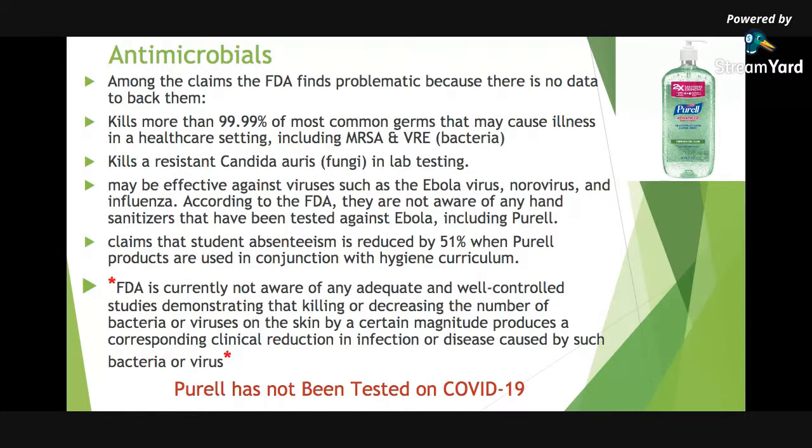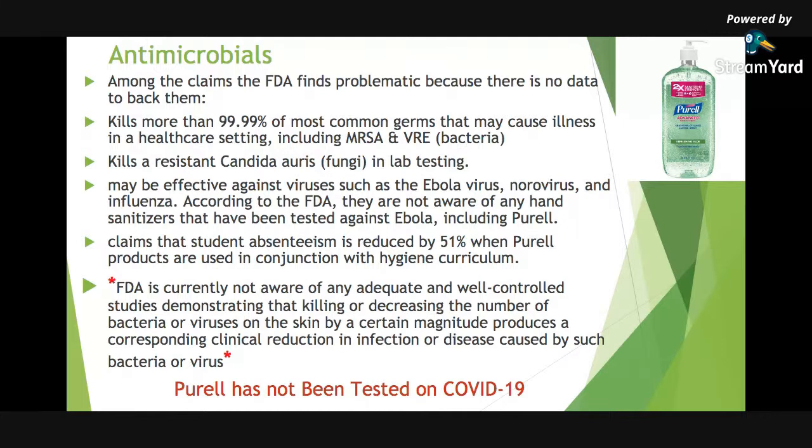They also claim that student absenteeism is reduced by 51% when Purell products are used in conjunction with hygiene curriculums. Where do they get that 51%? And it depends on what's going through the school, whether it will be effective or not. Then the FDA said it is currently not aware of any adequate and well-controlled studies demonstrating that killing or decreasing the number of bacteria or viruses on the skin by a certain magnitude produces a corresponding clinical reduction in infection or disease caused by such bacteria or virus. So basically, they're saying that with hand sanitizers, there's no real data to show if they're even effective against viruses or bacteria.